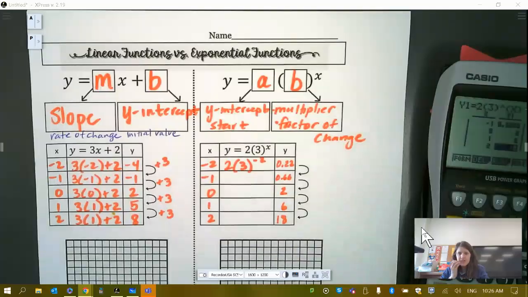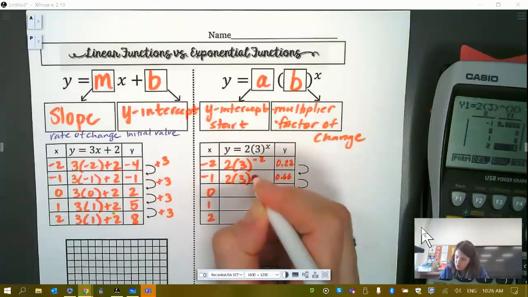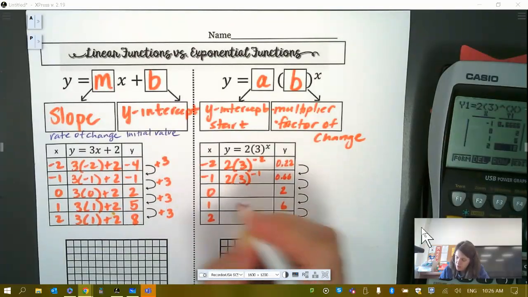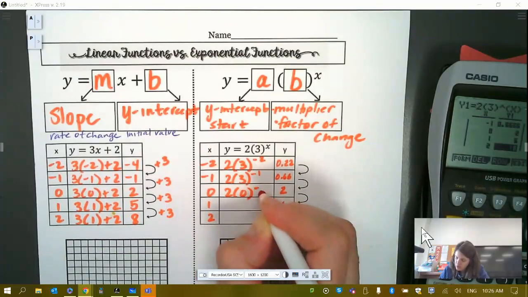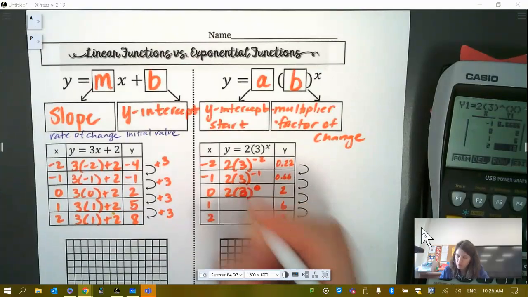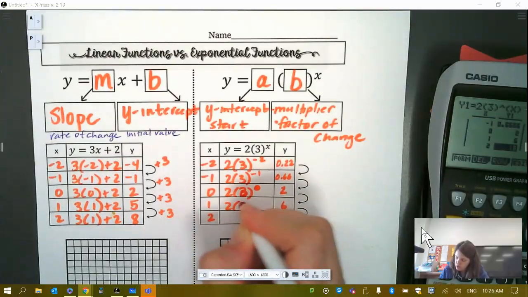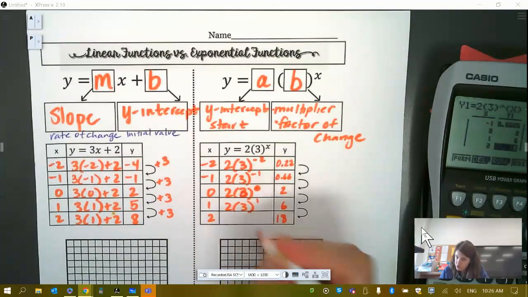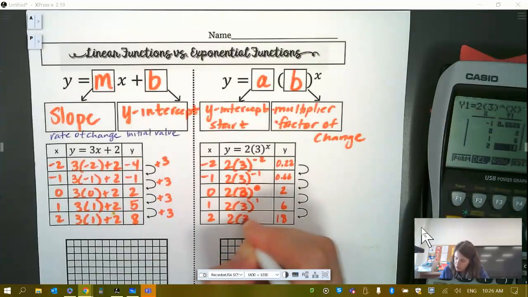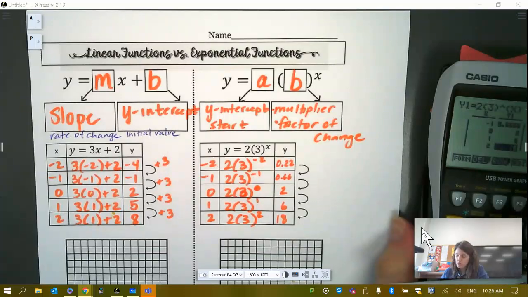Okay, so now let's think about what we're talking about here. It's a little easier to see if you look at the top here. We did 2 times 3 to the negative second power, 2 times 3 to the negative first power, and 2 times 3 to the 0 power. This part doesn't change, only the exponent is changing. And then 2 times 3 to the first power, and then 2 times 3 to the second power. So all of these are what I would do if I did it by hand, but your calculator can do them for you too.